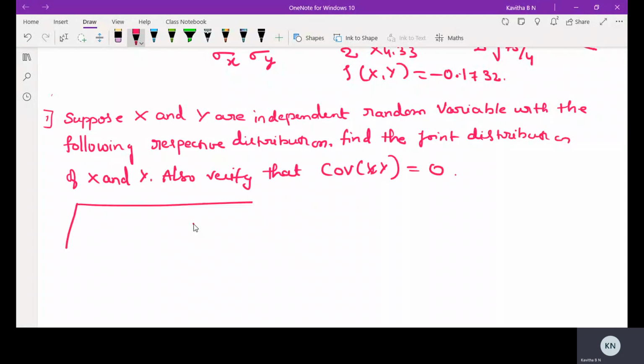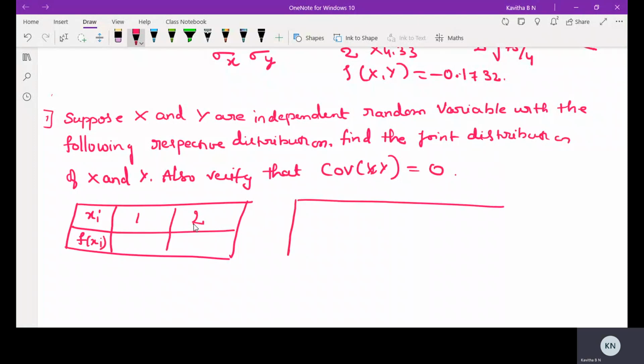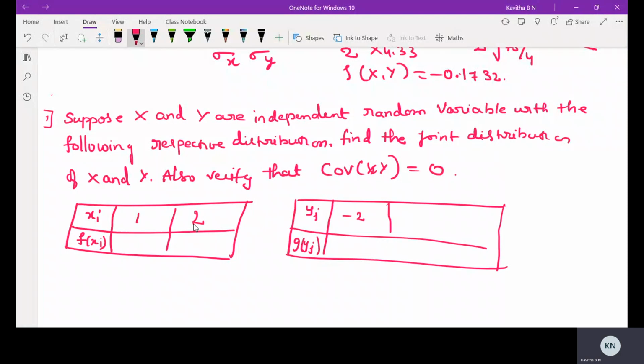Then the marginal distribution is given here. x_i, f of x_i: 1, 2. y_j, g of y_j: minus 2, 5, 8.